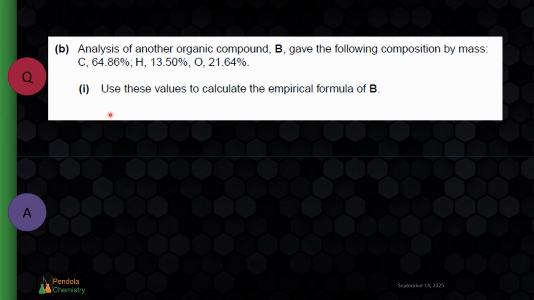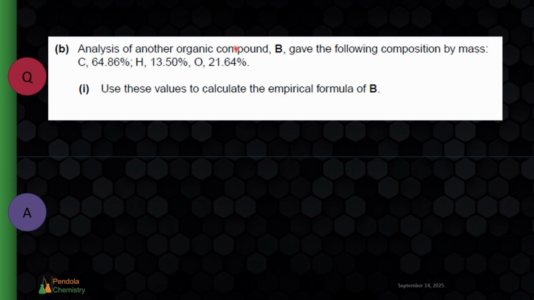Here we have a question from paper 2. Analysis of another organic compound, B. Again, why another? Because this is part of a bigger question that probably used a different organic compound, probably called A. But we don't really care about that part.